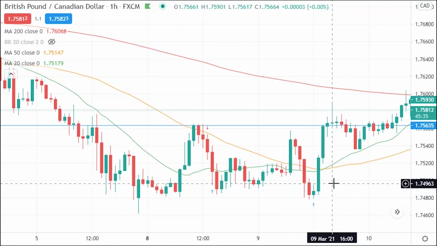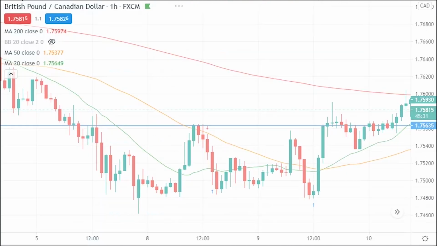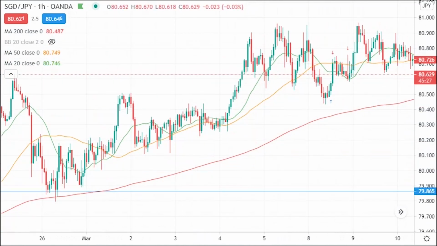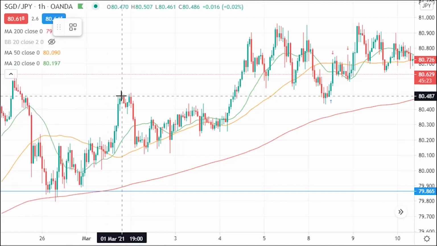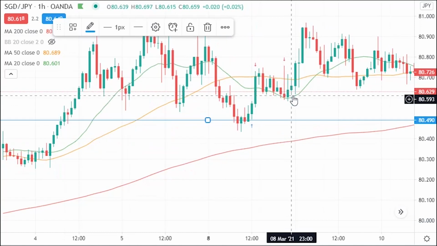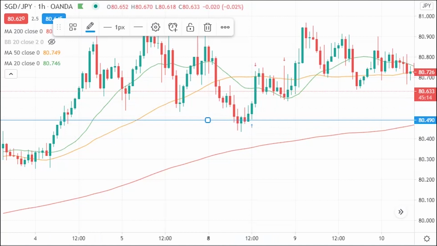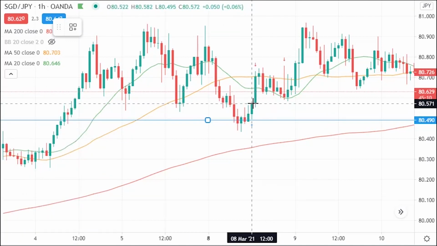Let's go over to the Singapore dollar yen, just to show you another one. So this one was another horizontal one where we tested right here and then we reversed up. Looks like I took mine, you can see the arrow, I took it on this candle. So we're gonna do a long position.